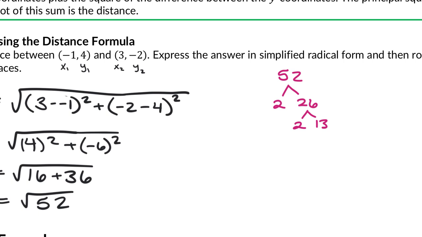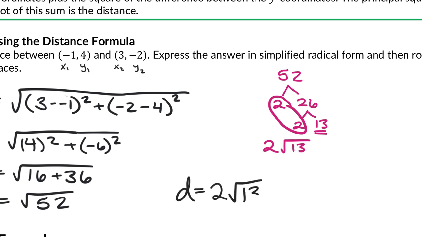Do we remember how to break down a square root after it looks like this? What am I looking for? The couple. So I'm going to have a pair of 2's, and you're right. They go outside. What stays inside? The 13. The solos stay inside. So our distance here is equal to 2 square root of 13.